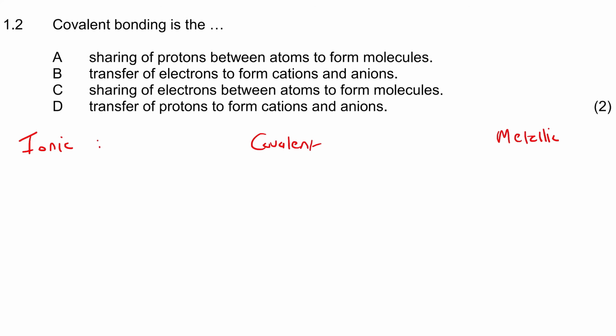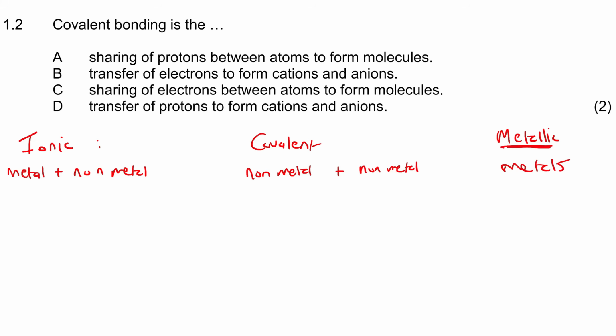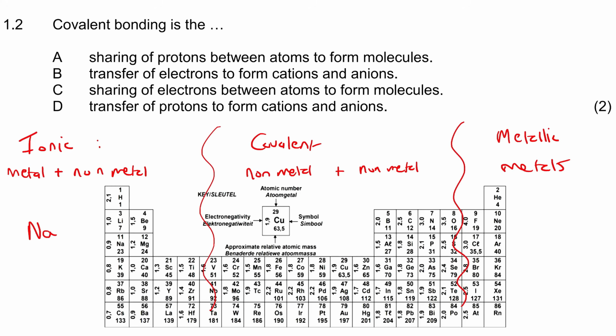The things to remember is that ionic is when you take a metal and a non-metal. Covalent is when you take 2 non-metals, non-metal plus non-metal, and metallic is when you just have metals, as the name suggests, metal. I'll try to make this as quick as possible. If we take a metal, for example, sodium, Na, we can see that Na is over here.